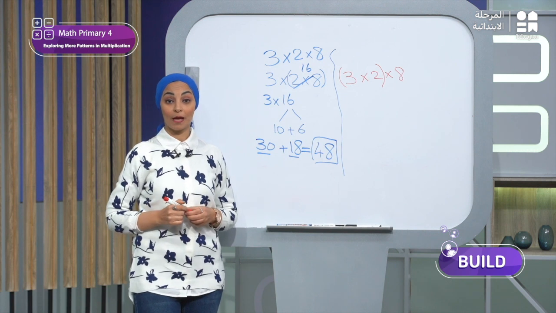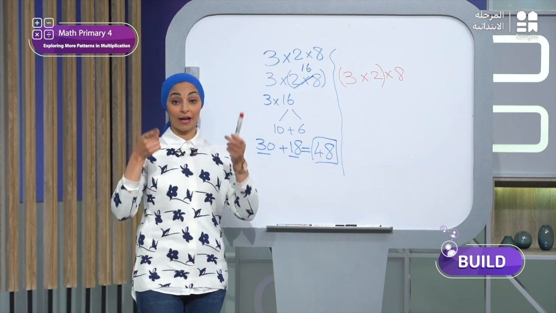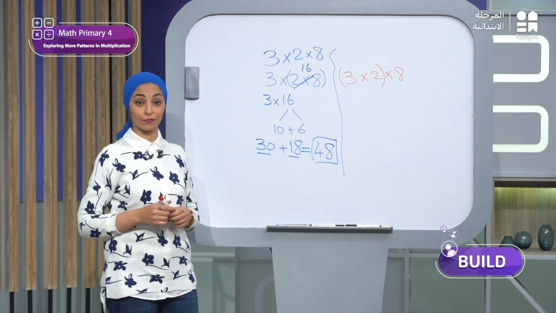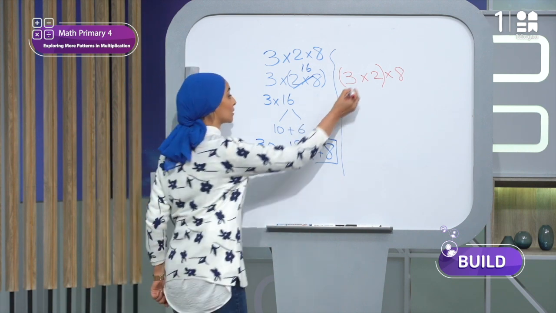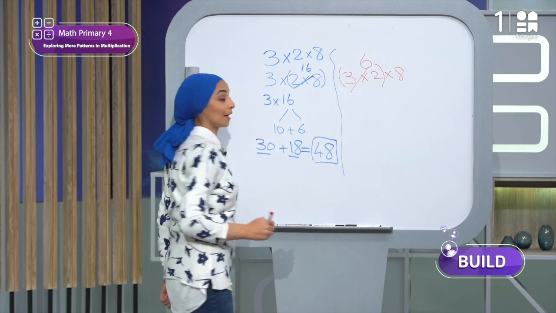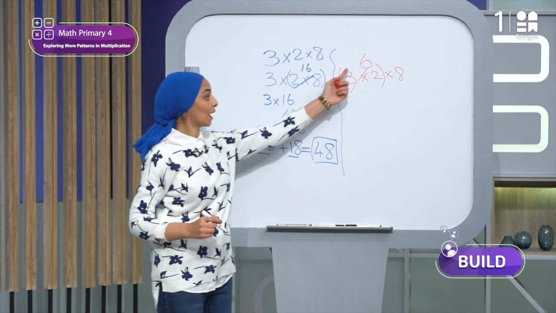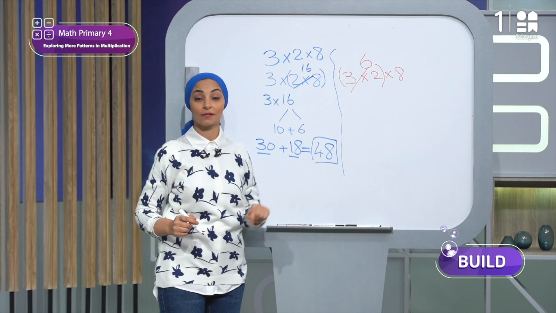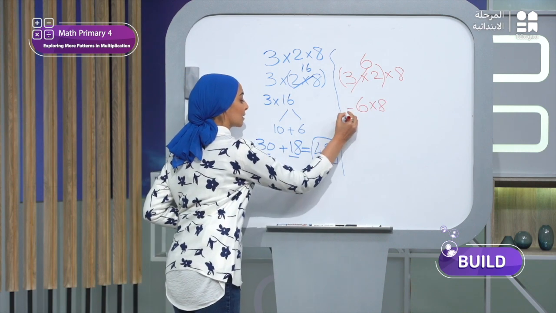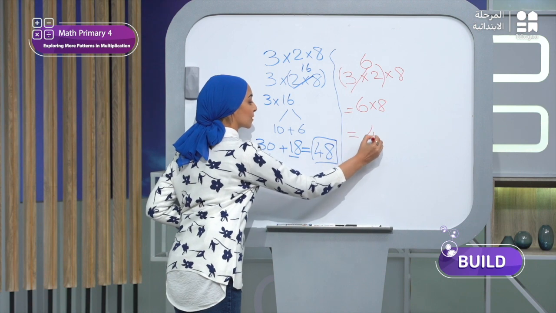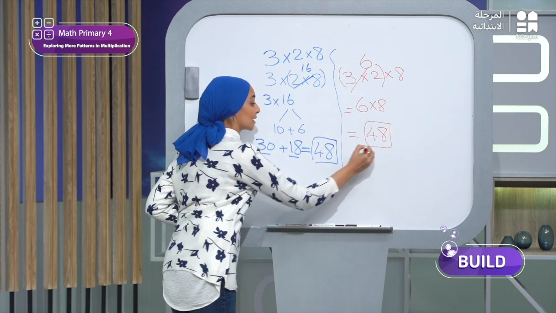And we agreed that if I have brackets, I must solve the brackets first. 2 times 3 equals what? Yes, 2 times 3 equals 6. يبقى أنا عندي هعمل إيه دلوقتي؟ هعمل 6 times 8. Okay, 6 times 8 gives me what? 6 times 8 equals 48, which is the same answer.